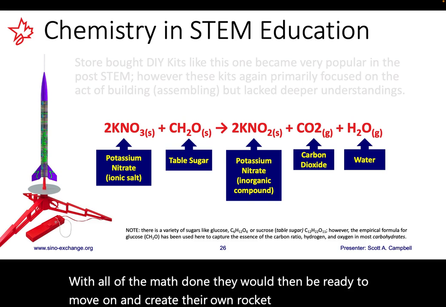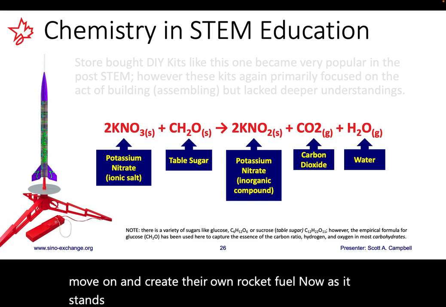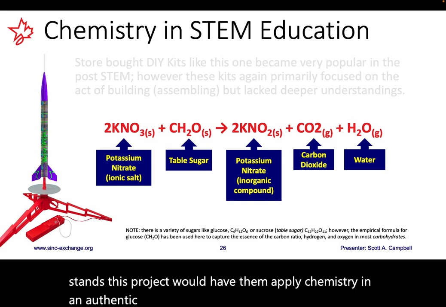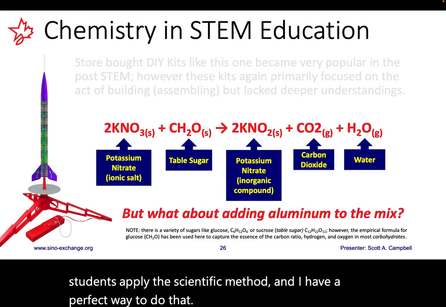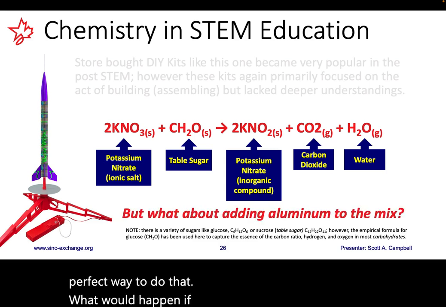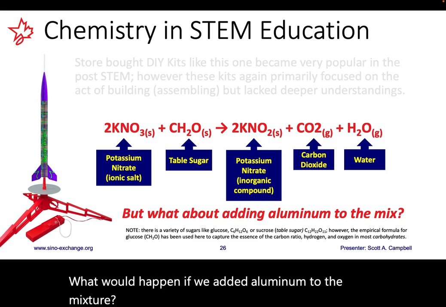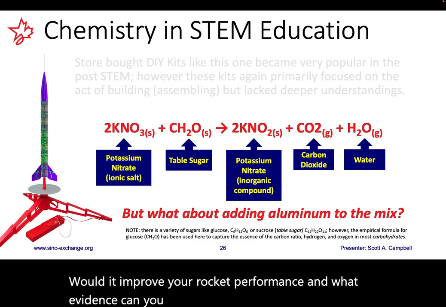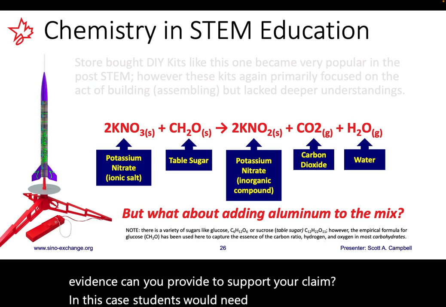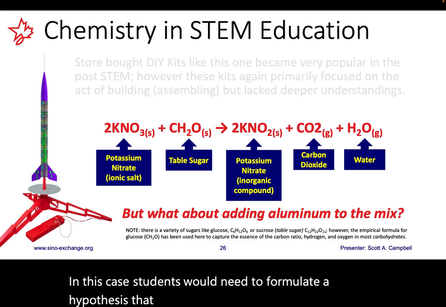Now, as it stands, this project would have them apply chemistry in an authentic way. However, it still wouldn't have the students apply the scientific method, and I have a perfect way to do that. What would happen if we added aluminum to the mixture? Would it improve your rocket's performance? And what evidence can you provide to support your claim? In this case, students would need to formulate a hypothesis that they could then go on and test.